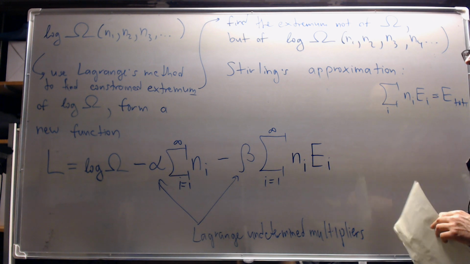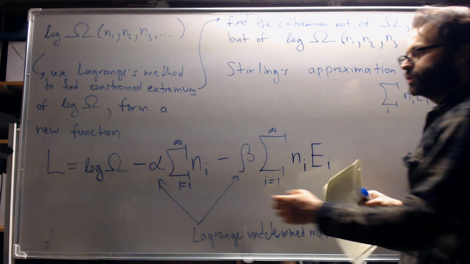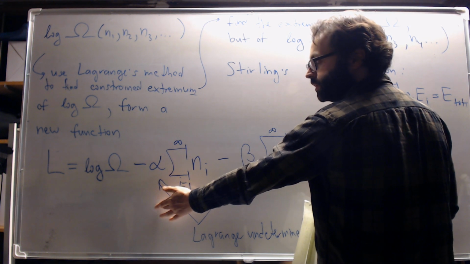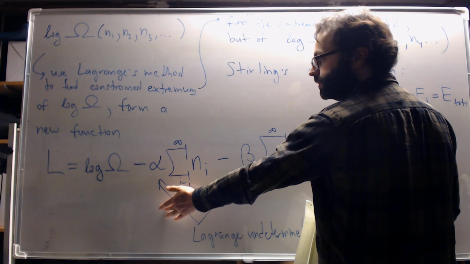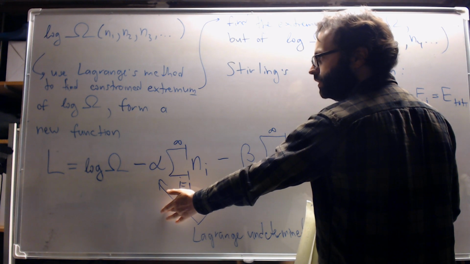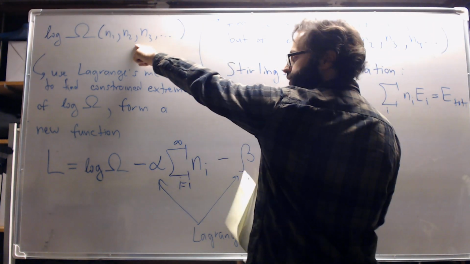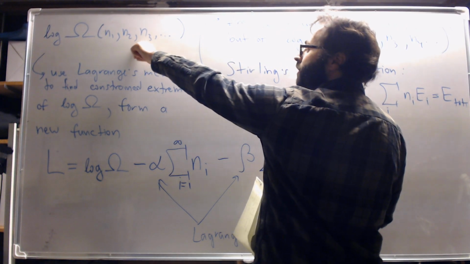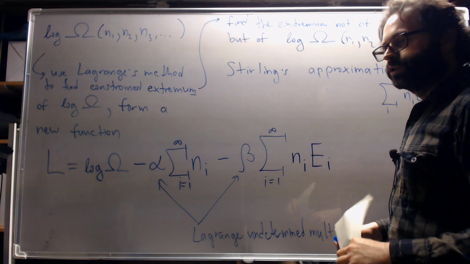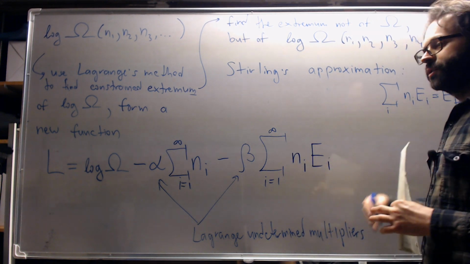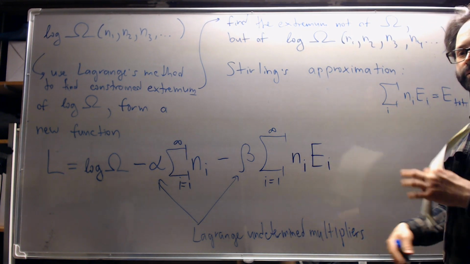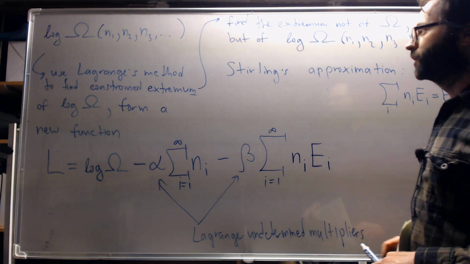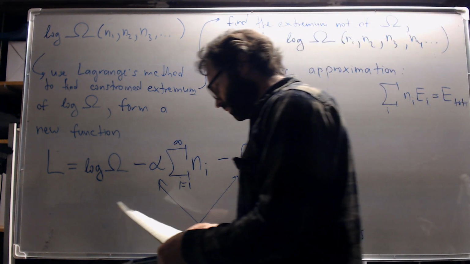So that's what we're doing. We have formed this new function. Now we're going to find its unconstrained extremum. To find its unconstrained extremum, we take its derivatives. Derivatives with respect to what? With respect to the variables on which this new function depends. The set of n1, n2, n3, and so on. So instead of a function of just x, we have a function of x, y, z, omega, m, and so on. We have a multivariable function where there are many variables on which the function depends. And so that's what we're about to do.